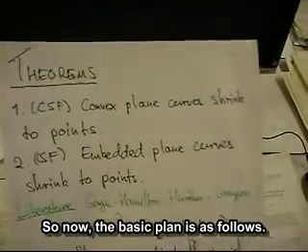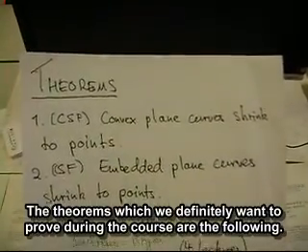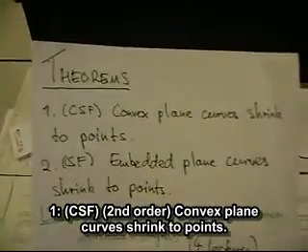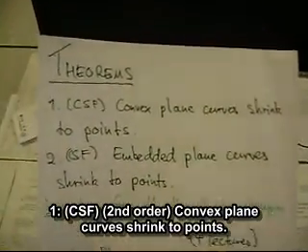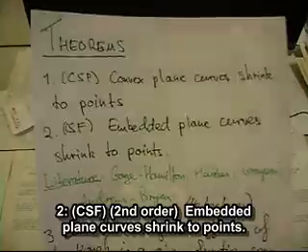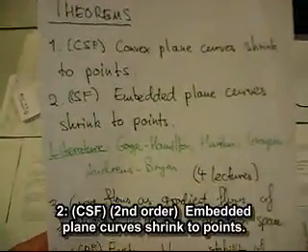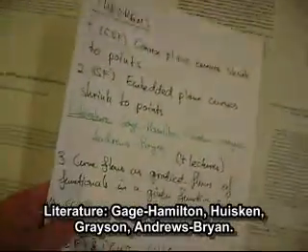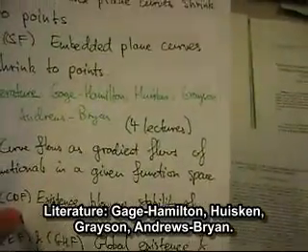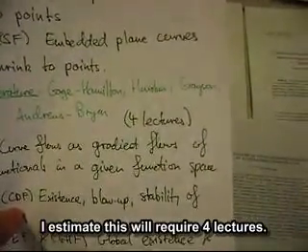The theorems which we want to prove in the course, definitely, are the following. 1. For curve shortening flow, we are going to prove in detail that convex plane curves shrink to points. 2. For the curve shortening flow, we are going to improve the theorem, and we're going to prove that embedded plane curves shrink to points. Now, the literature for this is, as mentioned, Gage, Hamilton, Huisken, Grayson, Andrews, Bryan. I estimate this is going to require 4 lectures.